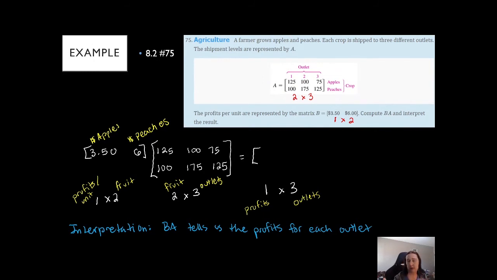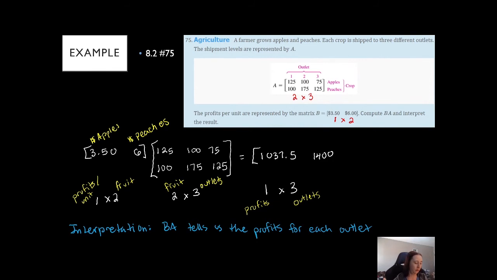Here we just have one row by each column. So we're going to do 3.5 times 125 for that first column, plus 6 times 100. I'm just putting that on my calculator, and I get 1037.5. So that is how much money they're making in profit for outlet 1, because that's the first column. Then I take 3.5 times 100, plus 6 times 175. And this gives me 1,400. So outlet 2 is making a profit of $1,400.